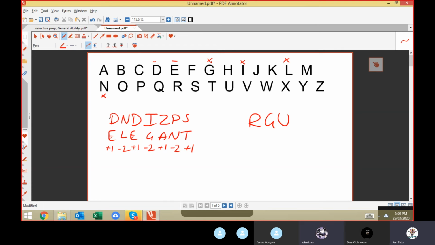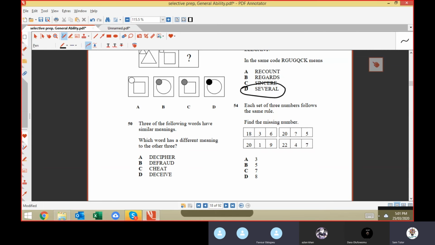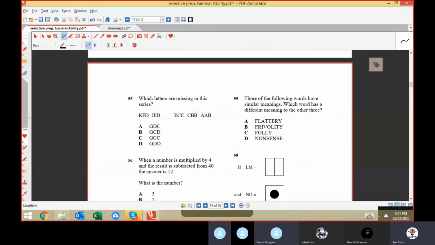So that therefore means R, we're going to +1, which becomes S. G, we're going to -2, E. And then U +1, V. So we're hoping for something that says several. There it is. SEV. Several. Now I get it. That one makes sense as well. Yeah. I am. All right.